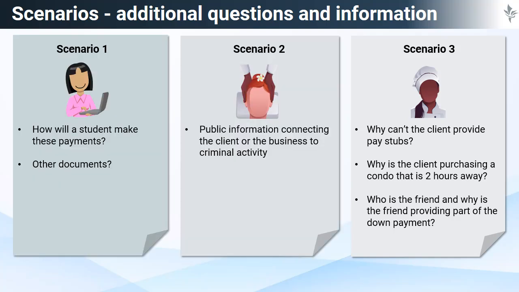When you receive additional information for each scenario, you need to consider it along with the current information you have. The additional information may or may not help you reach the reasonable grounds to suspect threshold. The additional information may even prompt you to ask further questions or request more information.